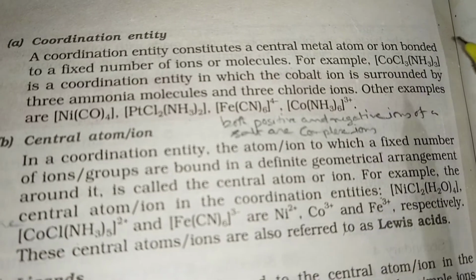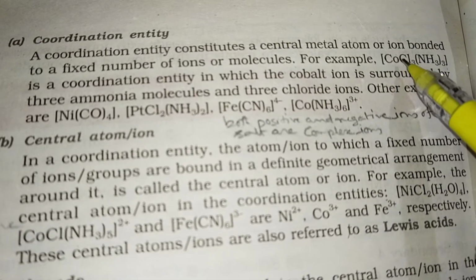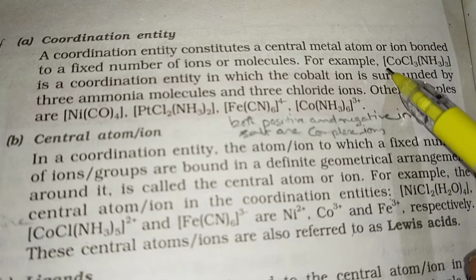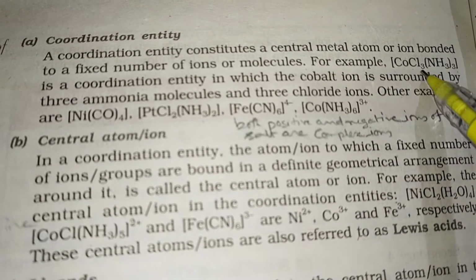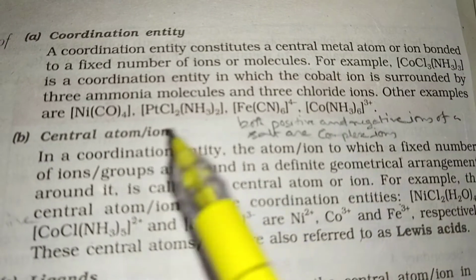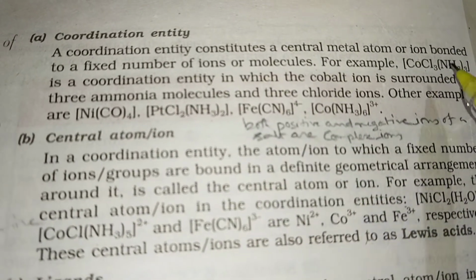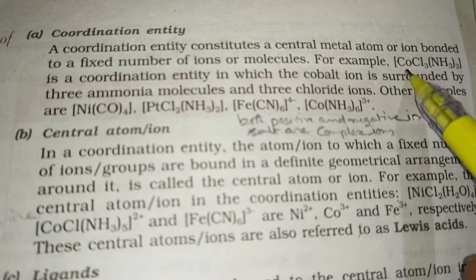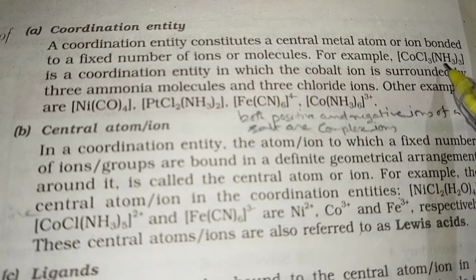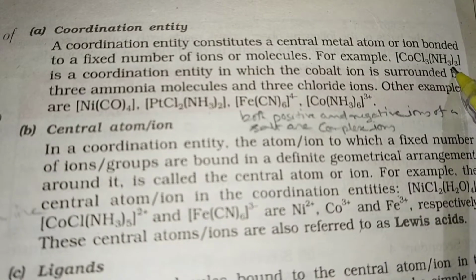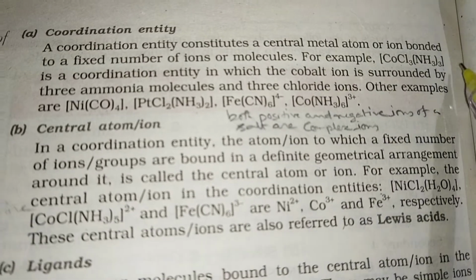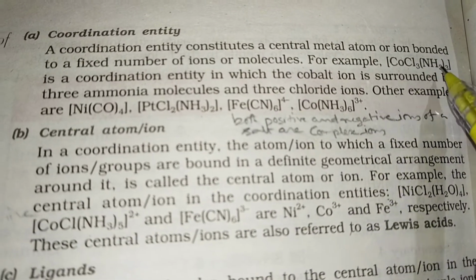In that condition, Co means cobalt, which is the central metal atom, and it is surrounded by 3 chlorine atoms and 3 ammonia molecules. So the cobalt ion is surrounded by 3 chloride ions and 3 ammonia molecules, and that's why this total is called a coordination entity.